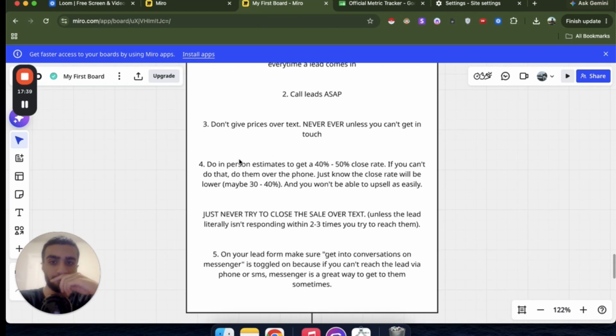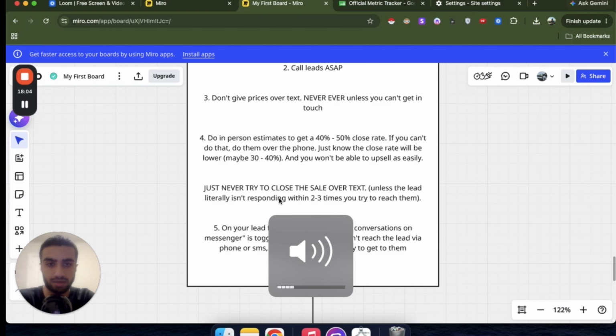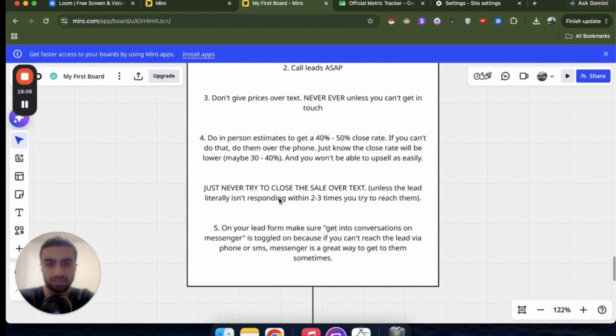And then the next thing is do in-person estimates. If you do in-person estimates, you'll have like a 40 to 50% close rate. And if you can't do that, maybe they're too far or you don't have enough time, do them over the phone. That's the next best thing because you can assume the sale. And if you sound really good with it, you'll get like a 40% close rate. My close rate was like 30 to 40%. But the thing is, with over the phone, you're just not able to upsell them as easily as in person, right?